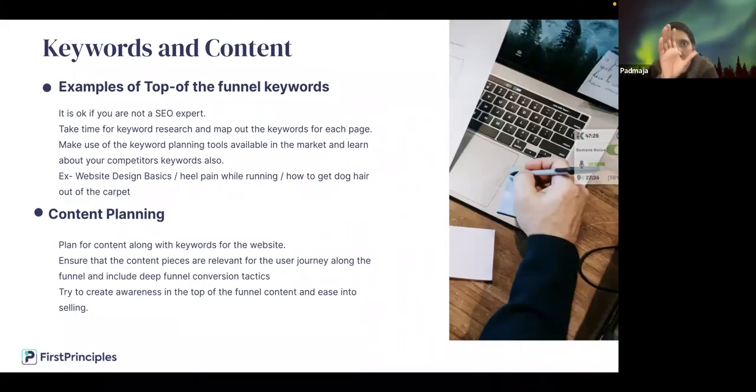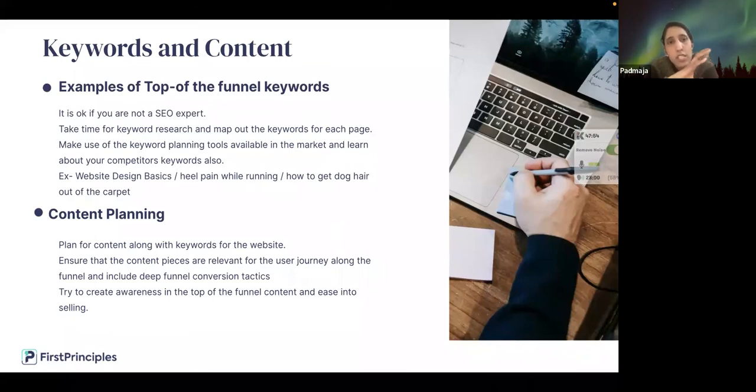Nike does a very good thing of moving the user from the top to the bottom of the funnel. They have heel pain while running, and then running shoes to buy. So they move you slowly from the top of the funnel to the bottom of the funnel without you knowing it. So that's what you should aim for: write content which maps the user journey and also incorporates the keywords.